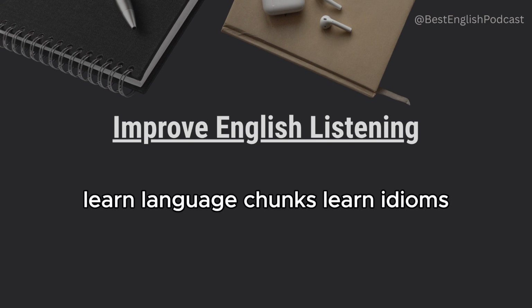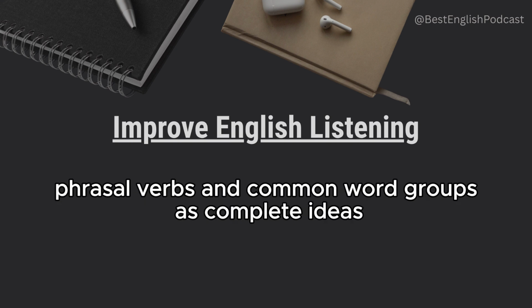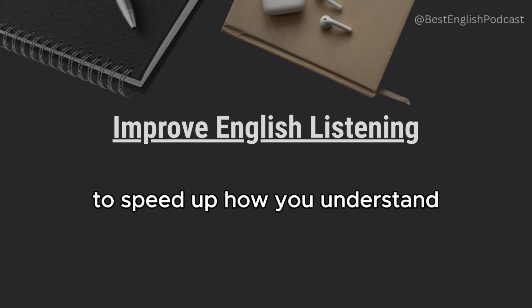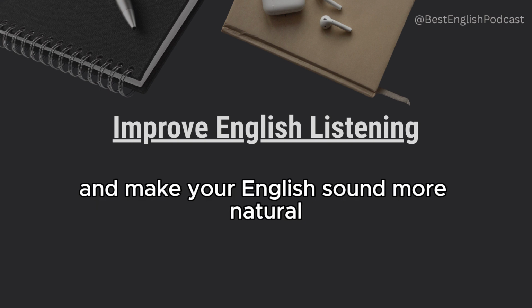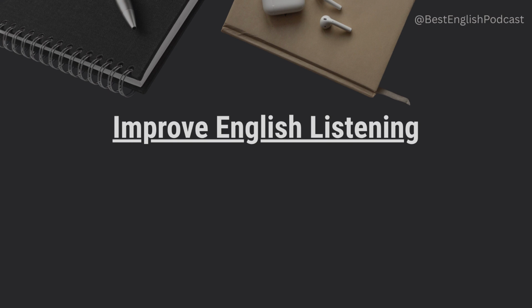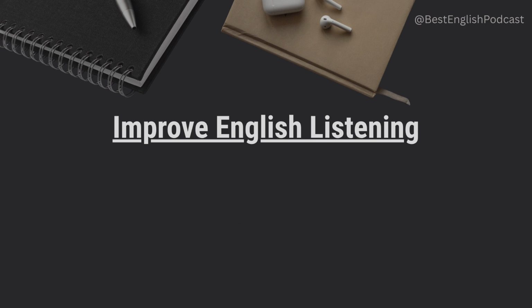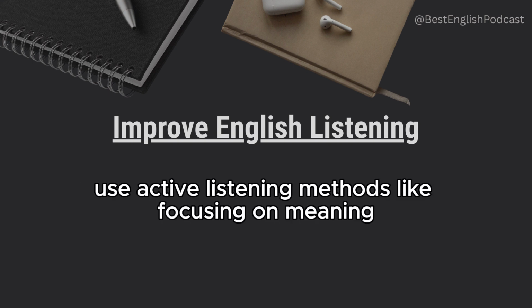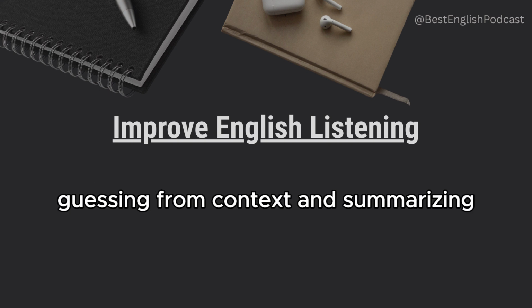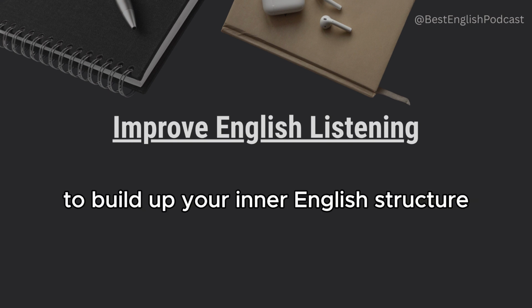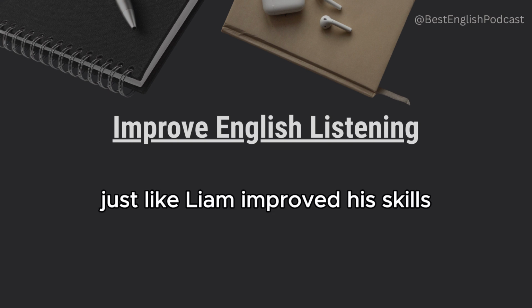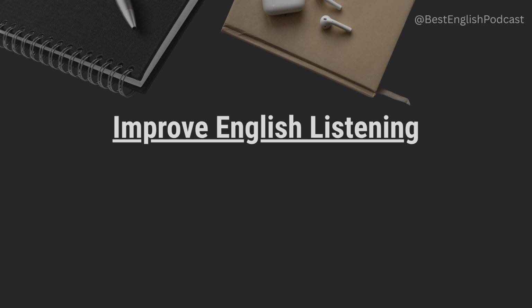Learn language chunks. Learn idioms, phrasal verbs, and common word groups as complete ideas to speed up how you understand and make your English sound more natural, like Chloe did. Make your English brain stronger with active listening. Use active listening methods like focusing on meaning, guessing from context, and summarizing to build up your inner English structure, just like Liam improved his skills.